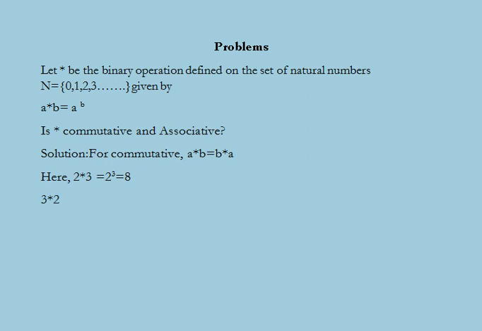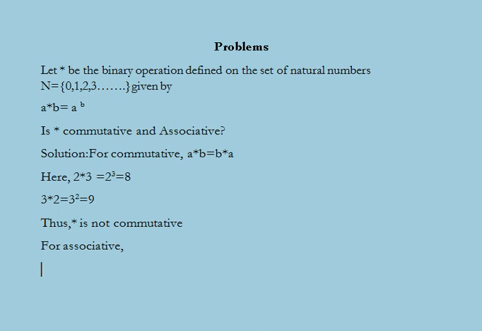Next we are going to find the value of 3 star 2, which represents b star a. This is equal to 3 to power 2, as specified in the given question. This is equal to 9. Now, as is very much evident, the value of 2 star 3 is not equal to 3 star 2, thus the given binary operator is not commutative.